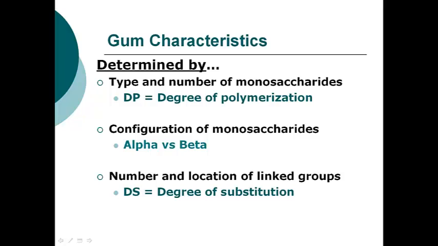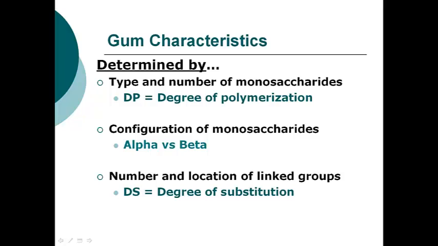Secondly, configuration of the monosaccharides present. Are they alpha or beta? This, of course, refers to the position of the hydroxyl group at the number 1 carbon of a monosaccharide. Is it located above or below the ring? Below is alpha, above is beta.